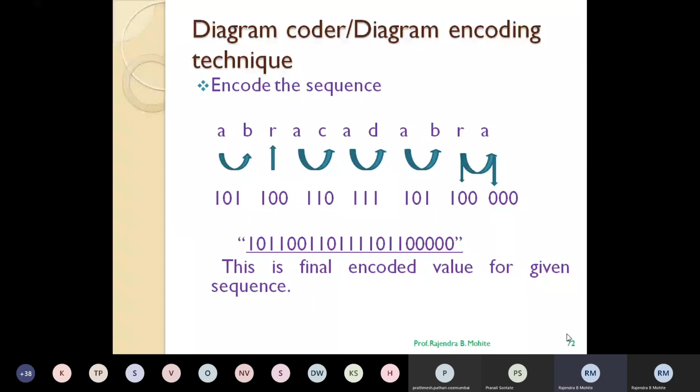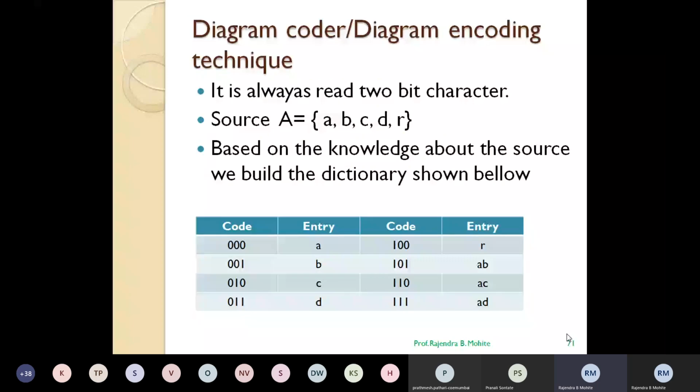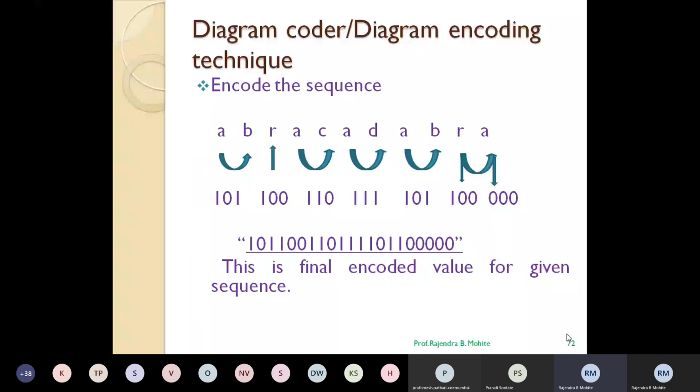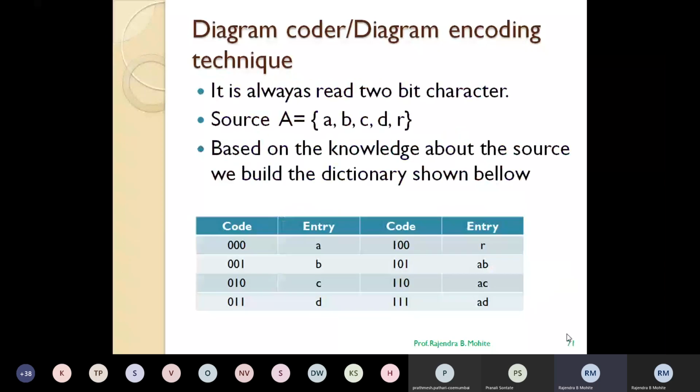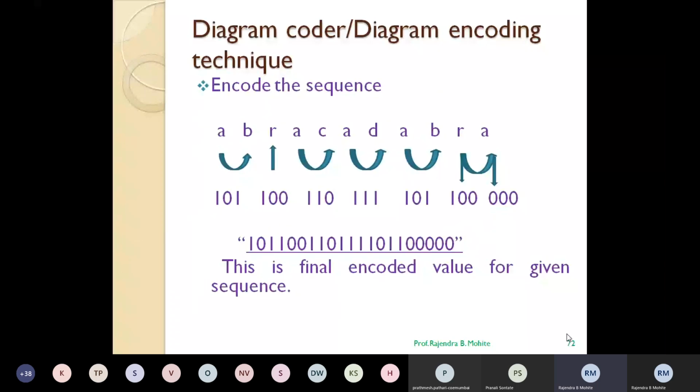R and RA, it is not a pair present in the given dictionary, so that's why I am representing using this same dictionary. Just keep in mind this is the default dictionary given to you, and based on that, whatever the sequence is, you just encode. When you encode, keep in mind the rule: in a digram coder you have to make the pair of two alphabets, in other words, it always reads two characters. But if the pair is not present in the given dictionary, then you can consider only one alphabet.